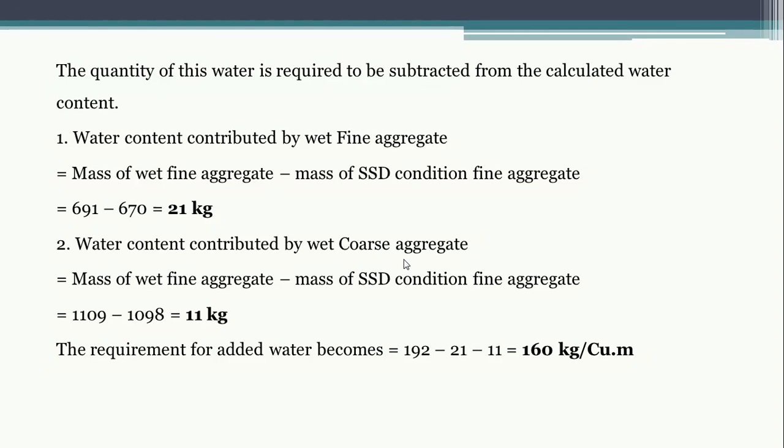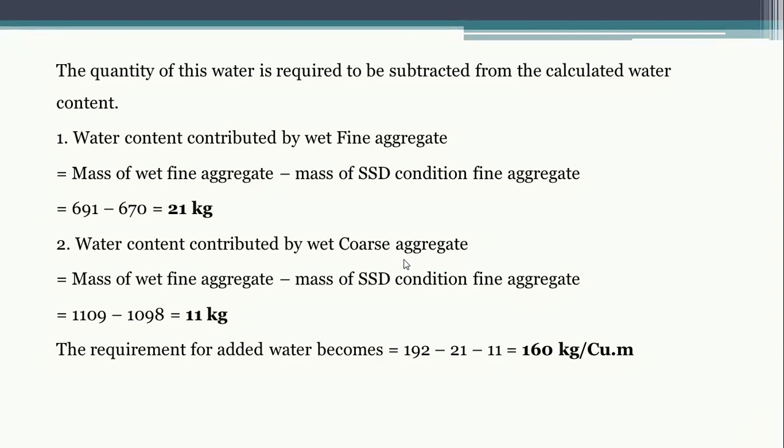So the requirement for water to be added is equal to 192, which was the water content that we found, minus 21 kg obtained from fine aggregate, and minus 11 kg obtained from coarse aggregate. Whatever extra water we have obtained has to be deducted from the total water content we calculated. So 192 minus 21 minus 11 gives 160 kg per cubic meter. Now this will be balanced because the fine and coarse aggregate are already in the wet condition. So we have deducted, based on the percentage of free moisture, from the total water content.